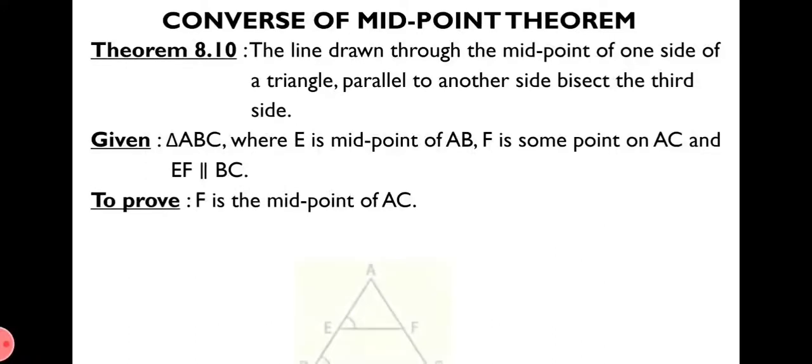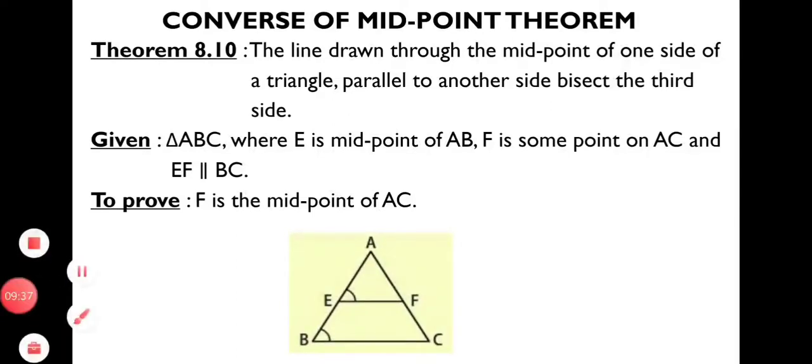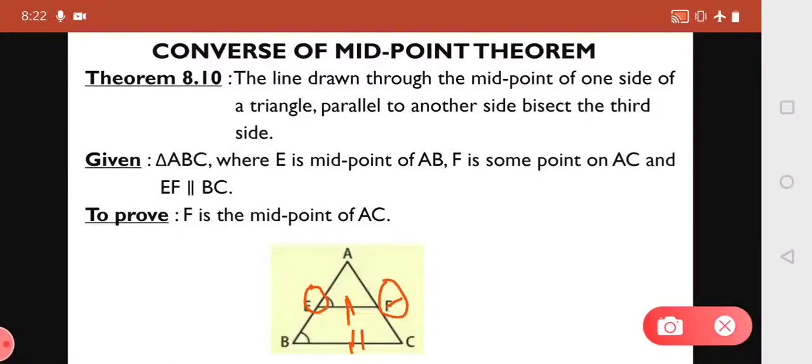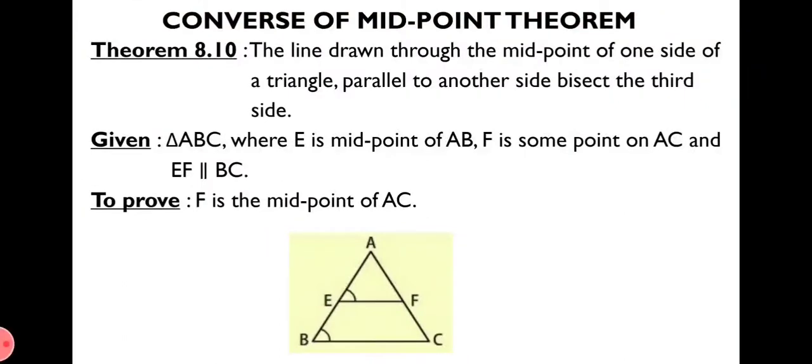Let's see the figure. Yes, it is given that in triangle ABC, E is the midpoint of AB and F is some point on AC. We don't know whether it is the midpoint or not. It is a point on AC. Also, EF is parallel to BC. This is also given. Now we have to prove that this point F, which is lying on AC, is the midpoint of AC. Here also we do the construction.